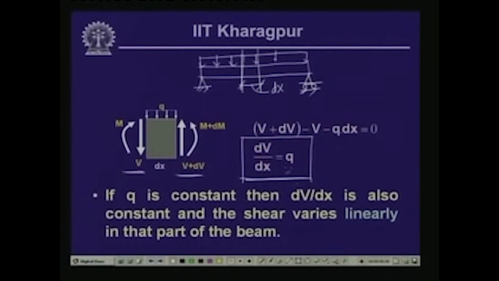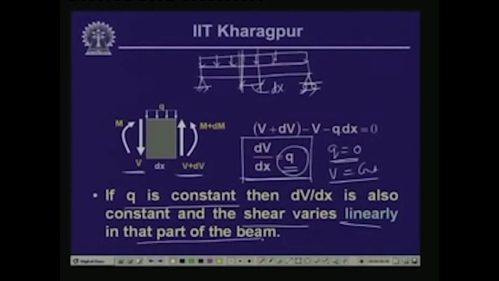Now, the question is: if q is constant, if it is uniform over the length of the beam, then what is the state of the shear? As we have seen earlier, if q is equal to 0, then the shear force is constant. Now, if q is constant, if we have uniform loading over a part of the beam or over the whole beam, then the shear varies linearly in that part of the beam.